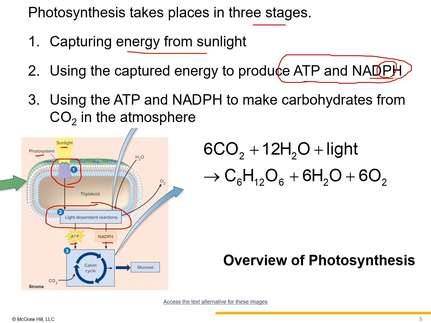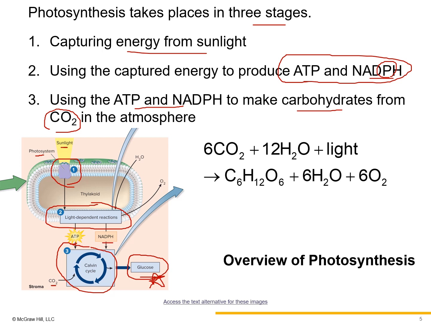Then using that ATP and NADPH in the third step, in addition to adding some carbon dioxide, the Calvin cycle, or the light-independent reactions, is making the ultimate product, kind of the important product here. The main show is making glucose, or making carbohydrates. Again, using that energy and those electrons from ATP and NADPH, the carbohydrates like glucose are made. We also need carbon dioxide from the atmosphere for that as well.